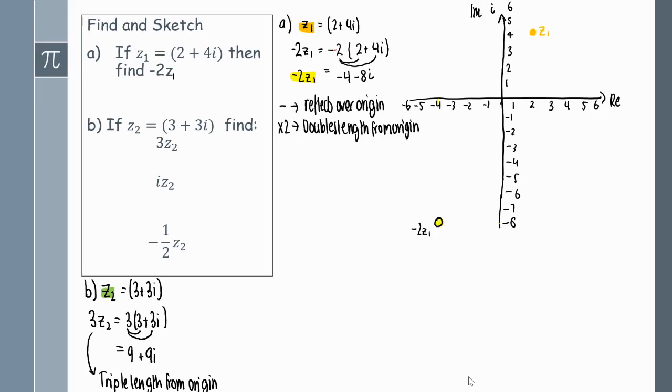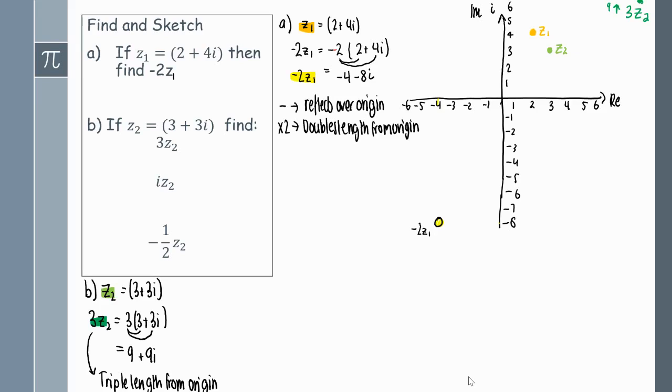Let's sketch both of these. z2 will be 3 across and 3 up, and 3z2 will be 9 across and 9 up. I can't quite fit it in my axis, but we're going to get the idea. It will be somewhere a little bit higher up than this point. Notice they are in the same direction from the origin. 3z2 will be triple the length of z2 from the origin.